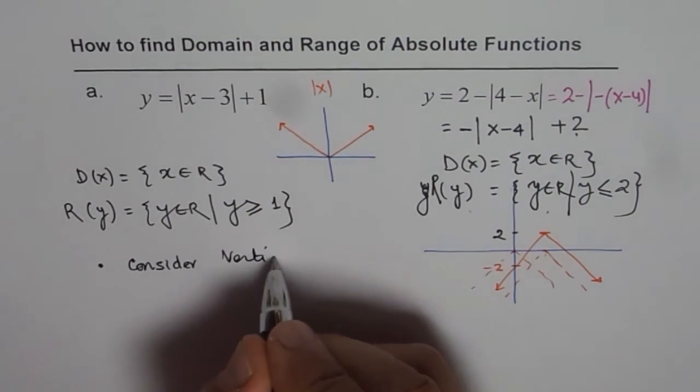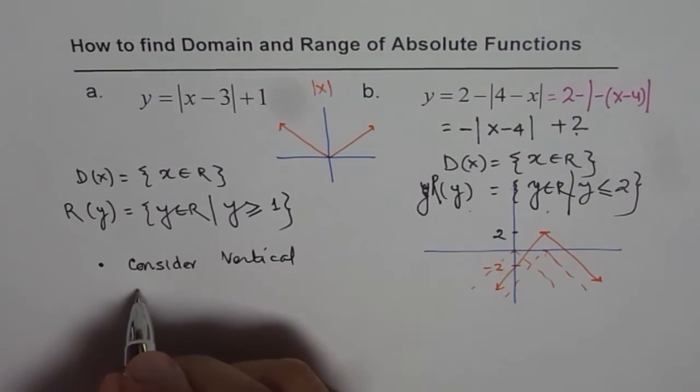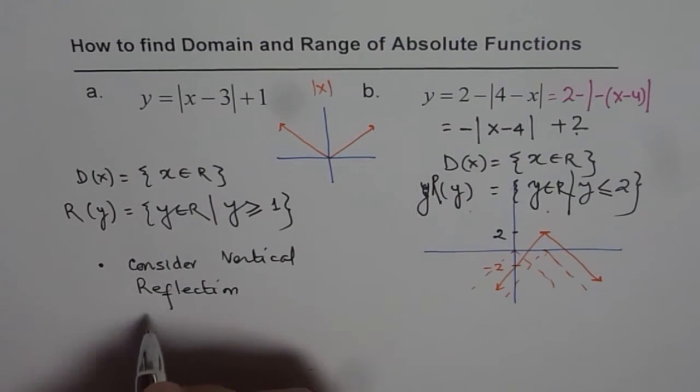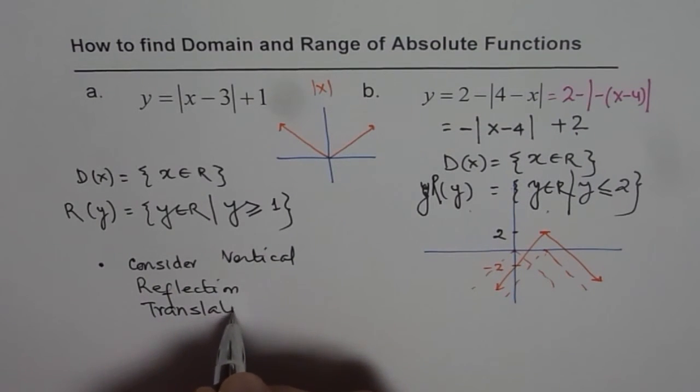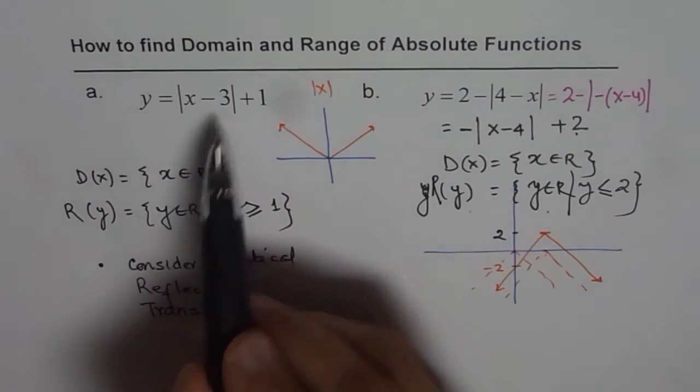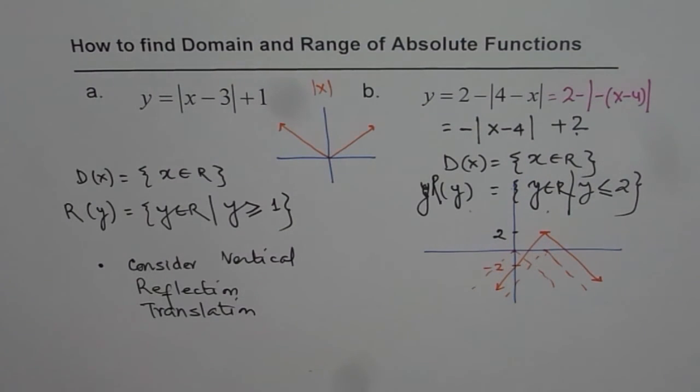vertical reflection and translation. So these are the two things which are going to affect the range for the function. Domain is all real numbers, so we don't have to worry much about the inside part of this function. So that's kind of helpful to know.